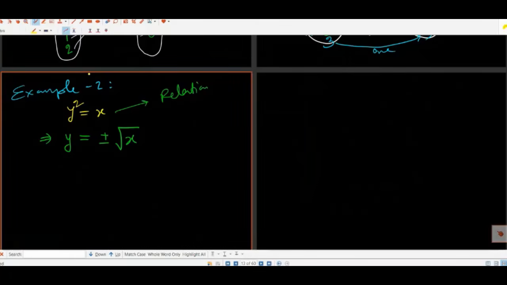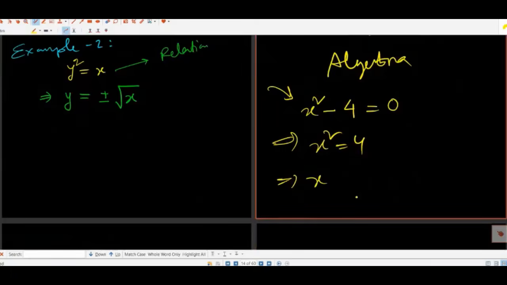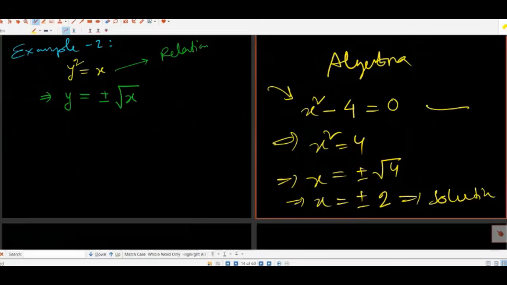So calculus is coming after algebra. From algebra, you know that if we have x squared minus 4 equal to 0, this is an algebraic equation. We can easily solve x squared equal to 4, x equal to plus minus root over 4, x equal to plus minus 2. How many solutions have we found for this algebraic equation? We have found 2 solutions.